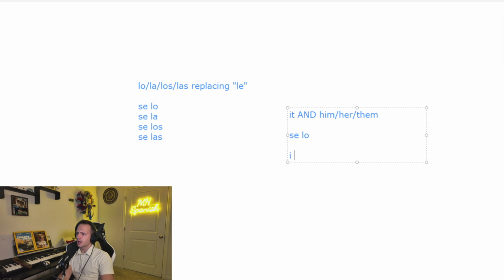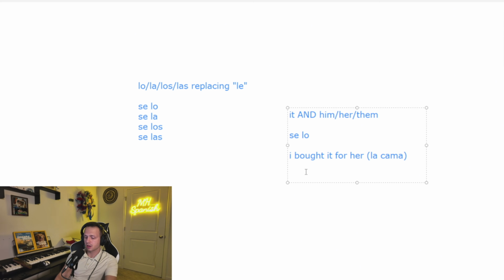So an example, I bought it for her. And we're going to assume that we're talking about la cama, a bed, which is a feminine noun. So we've got it and her in the exact same sentence, which we automatically know is going to trigger se lo. But now what we have to do with lo is we have to assign it the right gender. And we've got la cama, so it's se la compré. Se la compré is I bought it for her. That's it. That's how in Spanish we get a sentence that's 3 words, for a sentence in English that's got like 5 or 6 words.